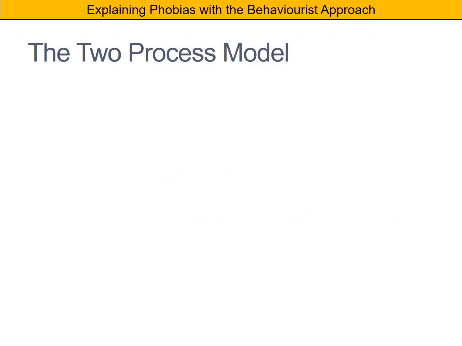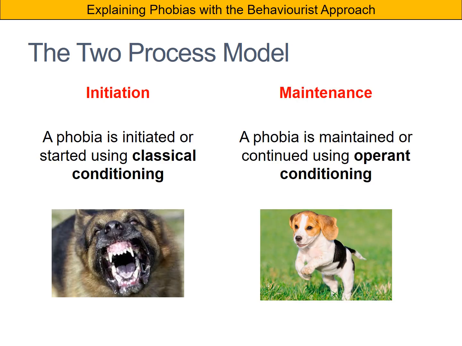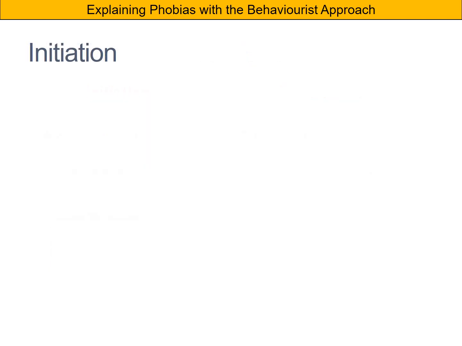So the behaviourists use what's called the two-process model to explain how phobias are initiated, how they're begun, and then how they're maintained. So the initiation or the start of a phobia is explained using classical conditioning, and then the maintenance of a phobia is explained using operant conditioning. So if we think about the initiation of a phobia first of all, so remembering that classical conditioning is about pairing a neutral stimulus with an unconditioned stimulus.